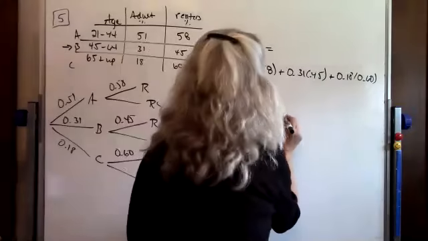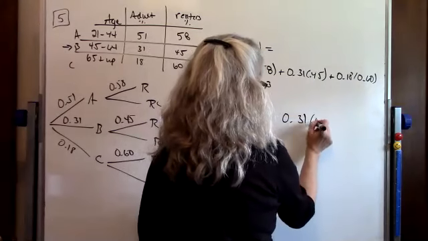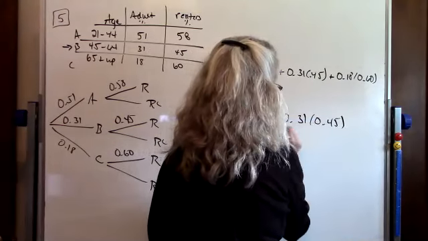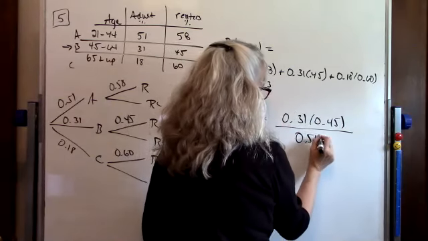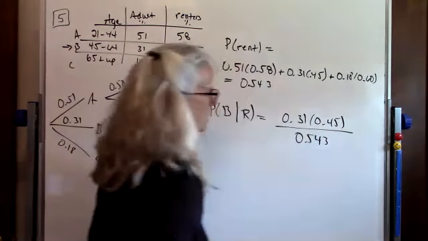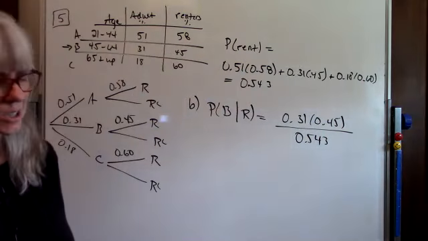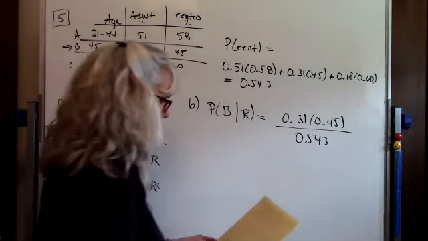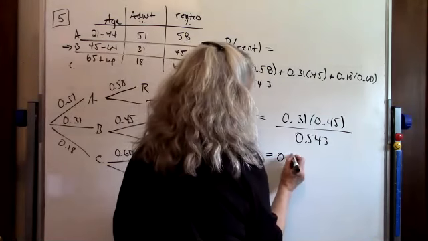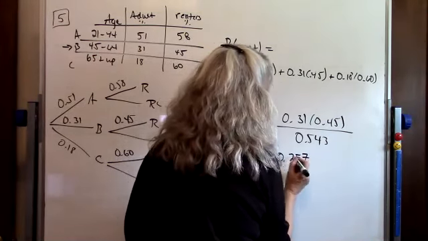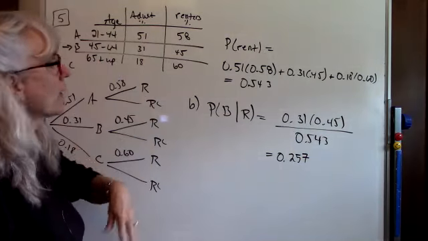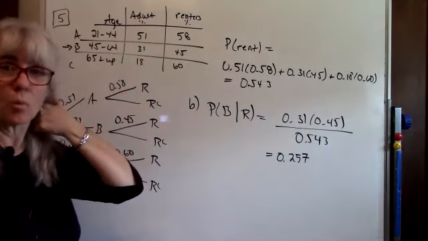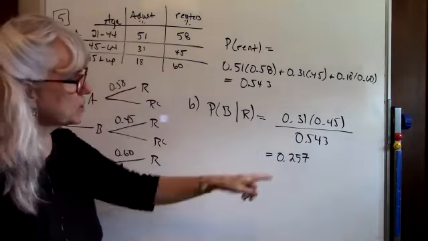So that's 0.31 times 0.45 divided by the probability that you're a renter, which we just figured out in part A, 0.543. So they're leading me to it very nicely in this case. That ends up being 0.257. So the probability that you're between 35 and 64, given that you rent in this small Midwestern city, comes out to be 25.7%.